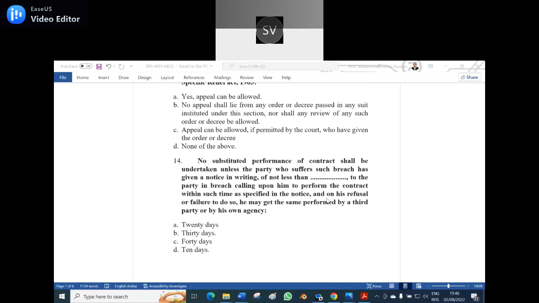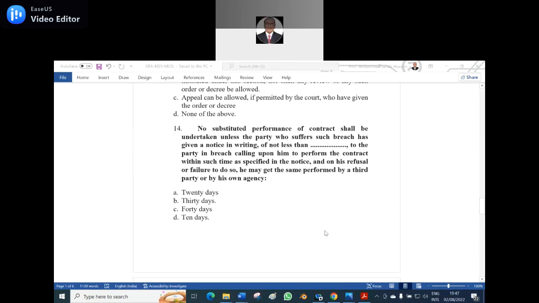Correct answer is option B. 14th question. No substituted performance of contract shall be undertaken unless the party has given notice of not less than dash days to the party in breach calling upon him to perform the contract within such time as specified in the notice, to do this by a third party or own agency. Option A, 20 days, option B, 30 days, option C, 40 days. Not less than 30 days. Option B.